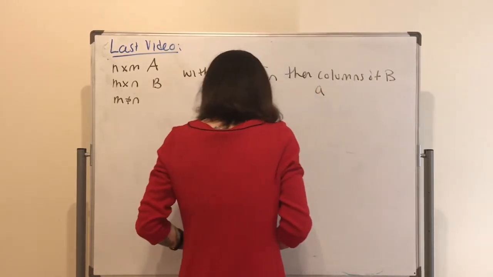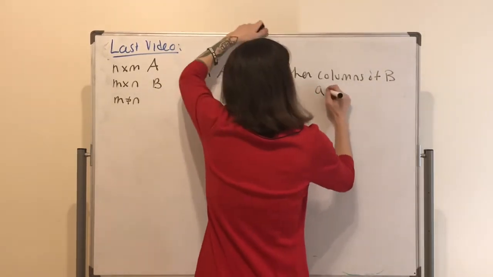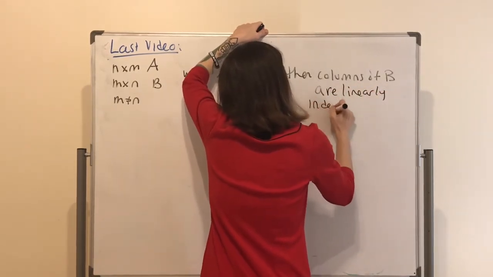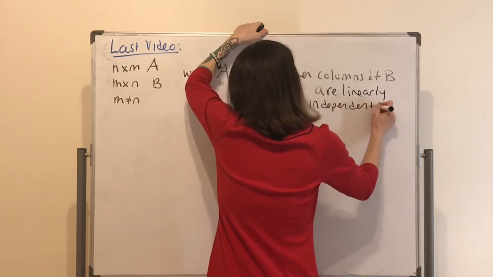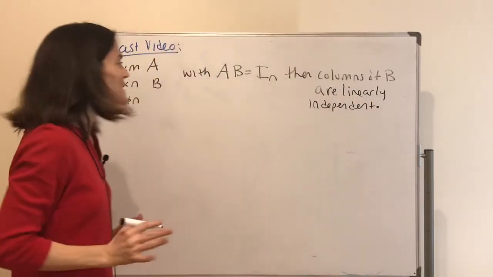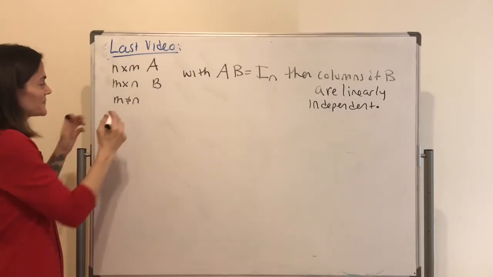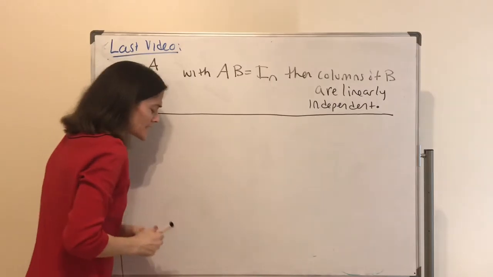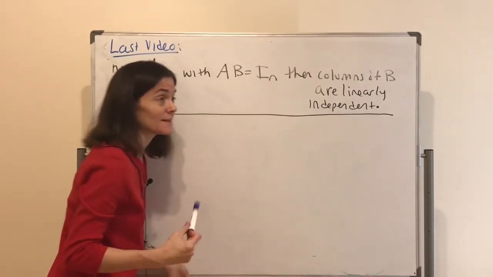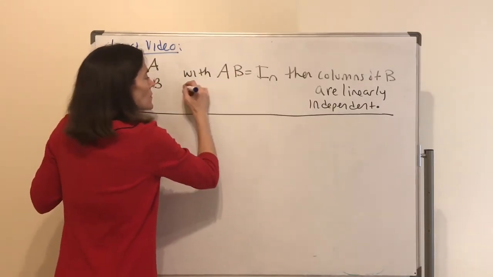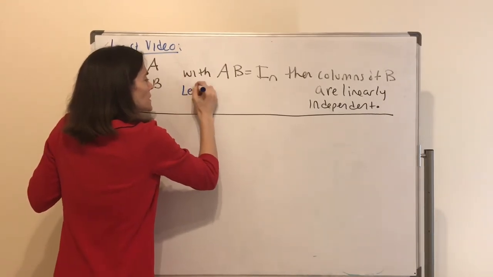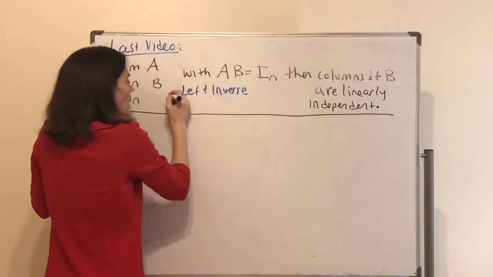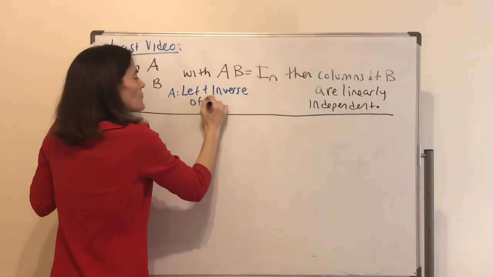then we proved the columns of B are linearly independent. We proved this last time. Okay, well, let me change this a little bit. Well, first, before I change it, let's do an example of when this can happen. And I called this a left inverse. A is a left inverse of B.